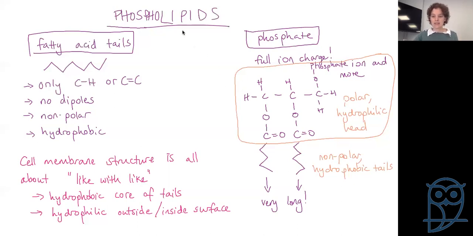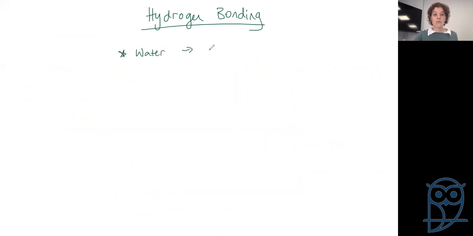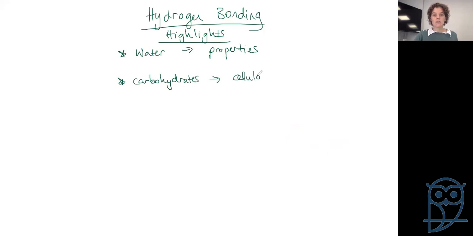Actually, I should be writing this down, shouldn't I? Let's just make a note. So hydrogen bonding, places to note. We talked first about water, properties of water. So this is hydrogen bonding highlights. Where we talk about carbohydrates, we really want to focus on cellulose.